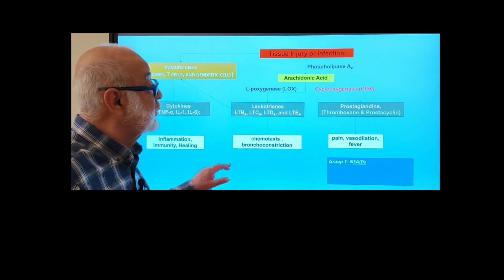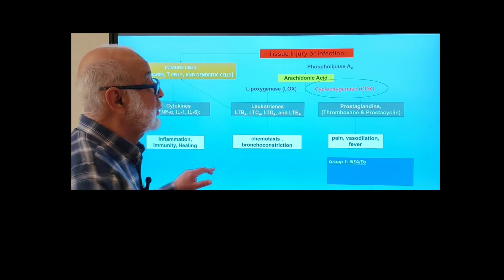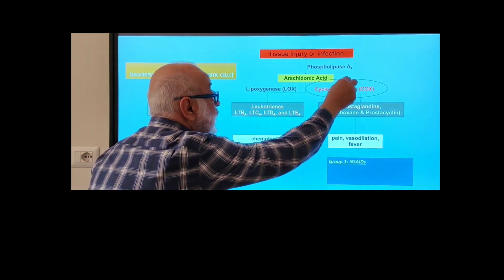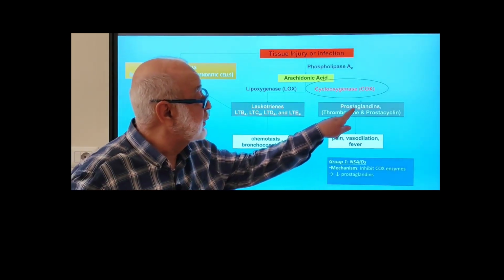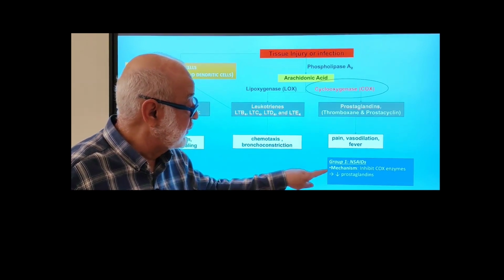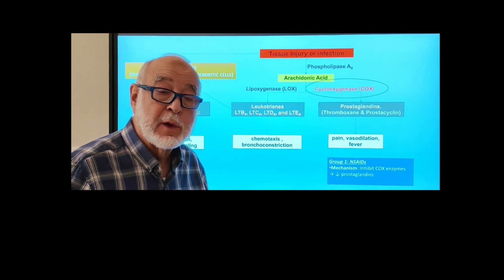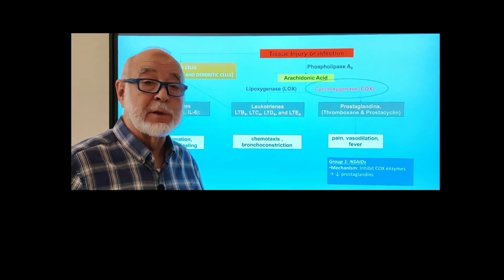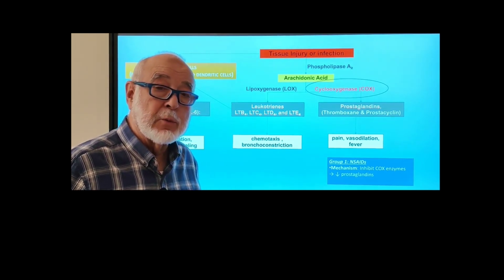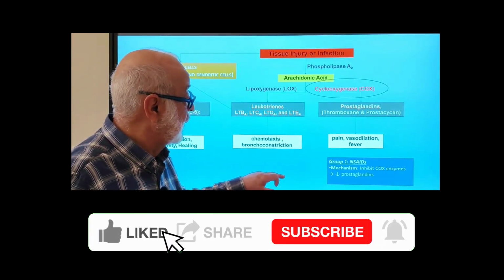So the first group, as we have said, will act on the cyclooxygenase. It inhibits cyclooxygenase and therefore inhibits the production of prostaglandin. These are known as non-steroidal anti-inflammatory drugs, and aspirin-like drugs, like aspirin, like ibuprofen, etc. Okay, this is the first group.